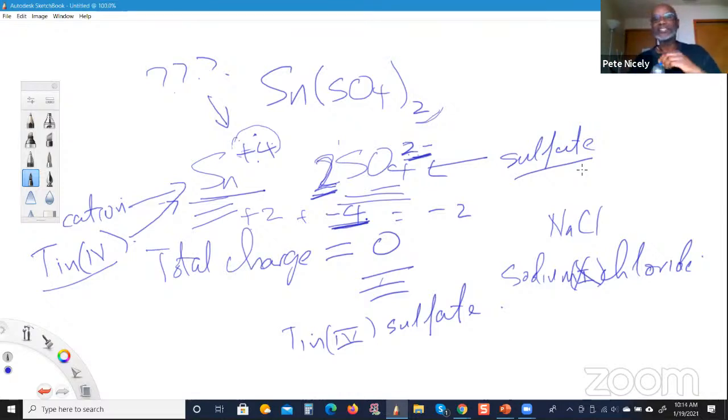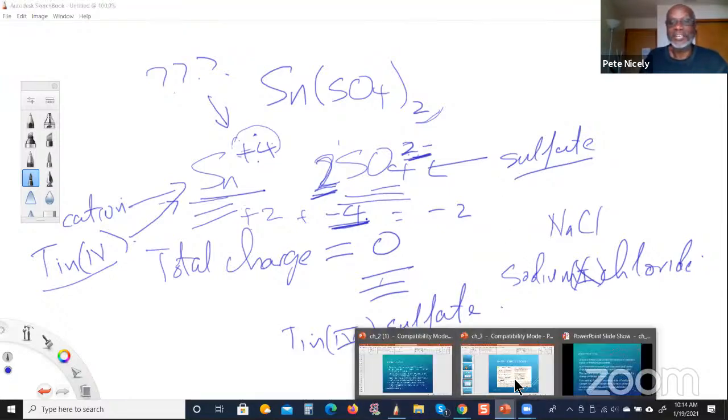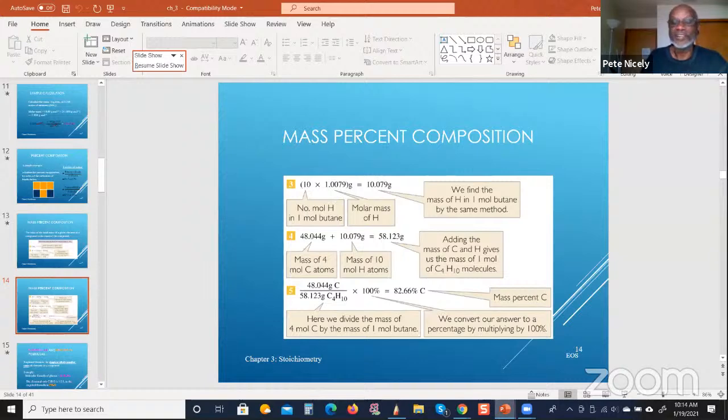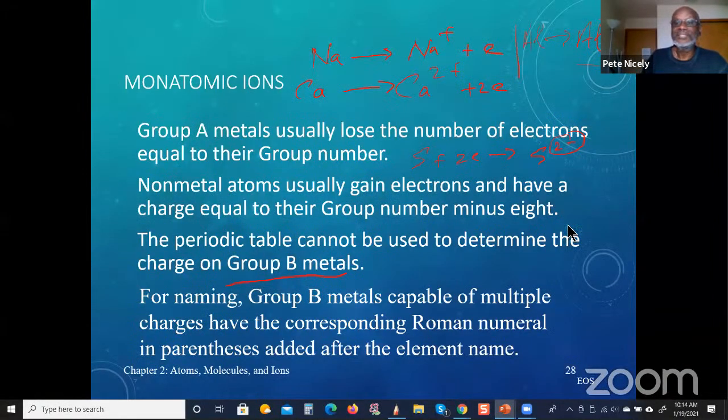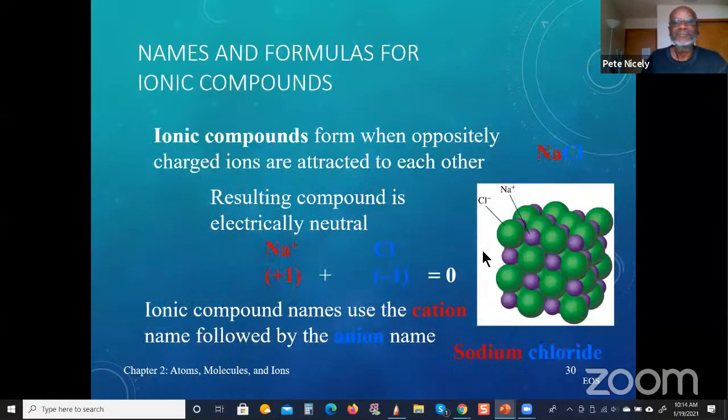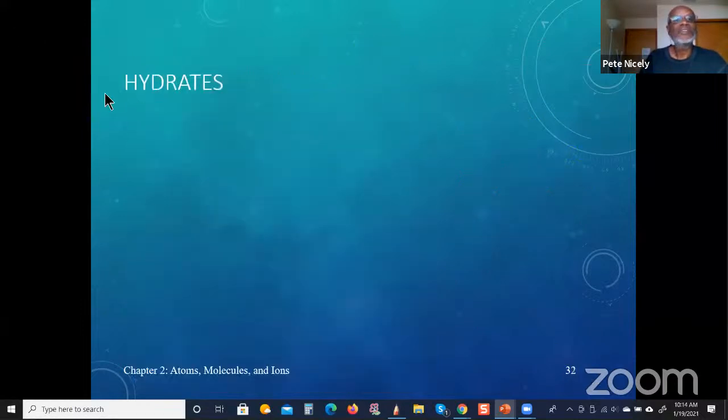Okay, any questions about this? Any questions? Okay, no. All right. Now, the next type of ionic compounds we're going to talk about here, I don't think you'd have met this before. So this would be new to most of you, if not all of you. And these are compounds known as hydrates, all right?